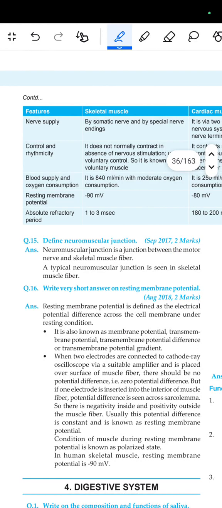After this comes nerve supply. In skeletal muscle, we see somatic nerve and motor nerve endings. Control and rhythmicity: it does not normally contract in the absence of nervous stimulation. Under voluntary control, so it is known as voluntary muscle. Blood oxygen and oxygen consumption: it is 840 ml per minute with moderate oxygen consumption. Resting membrane potential is -90 mV and absolute refractory period is 1 to 3 millisecond.